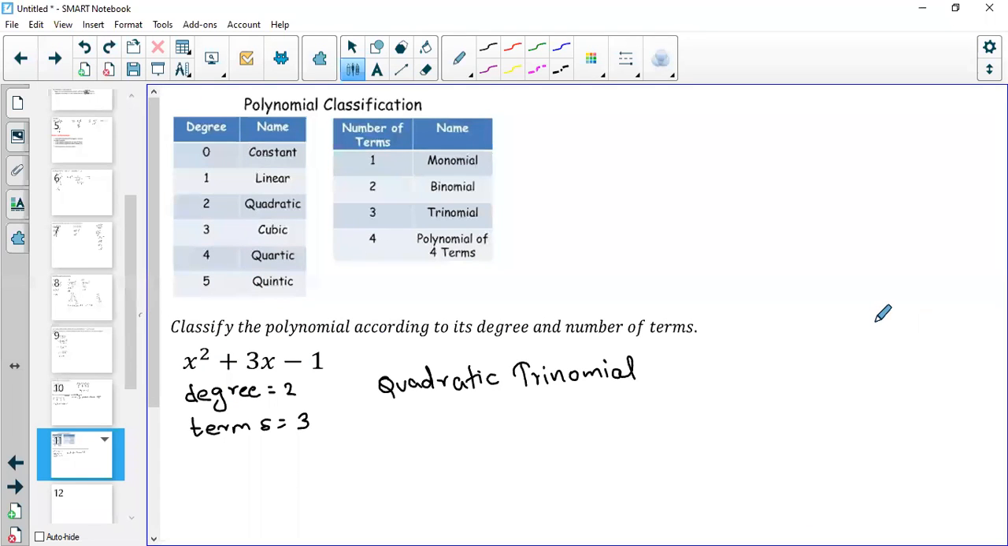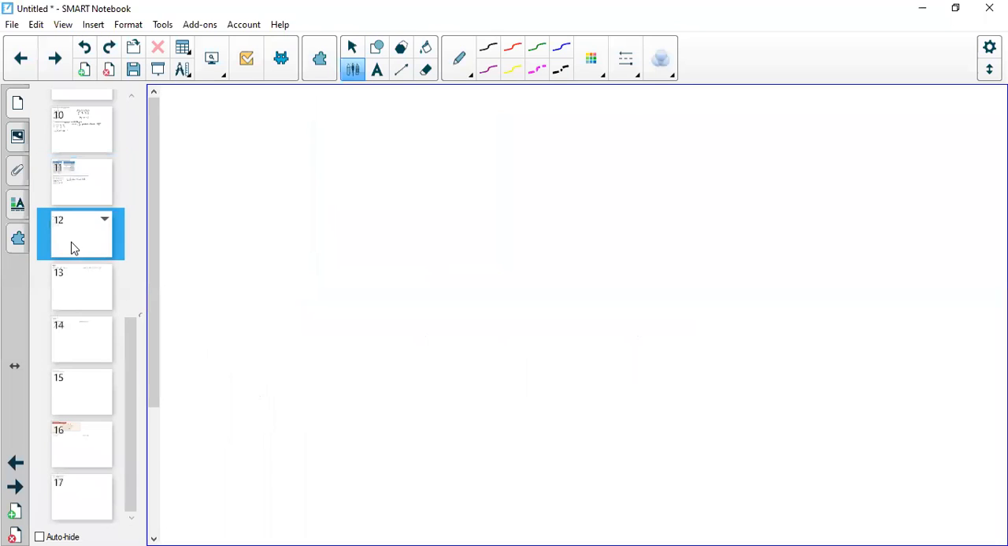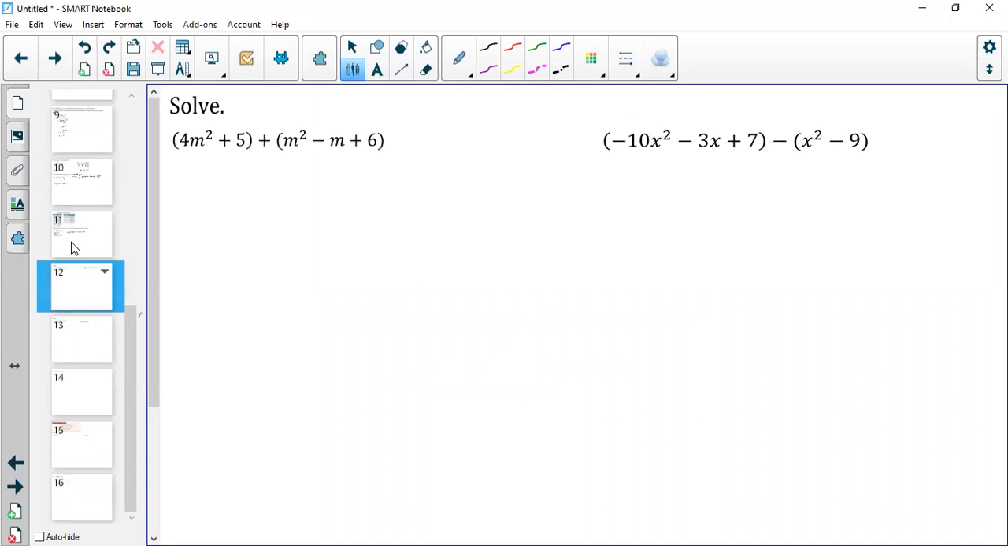So let's move on with the next part. Now we are coming to adding and subtracting polynomials. When you're adding or subtracting, you treat them the same way as when we add or subtract numbers, but there are some rules which we need to follow. Now this is 4n squared plus 5 plus n squared minus n plus 6.